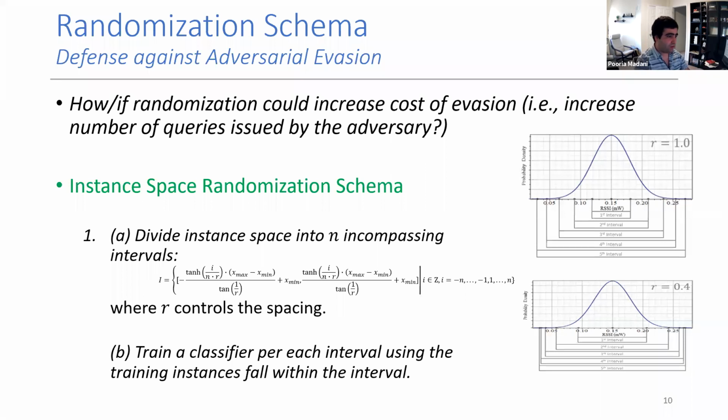And in our formulation of interval creation, the system operator gives an n, which is the number of intervals, and r, which is the spacing of the intervals, and that falls at the system operator's discretion.